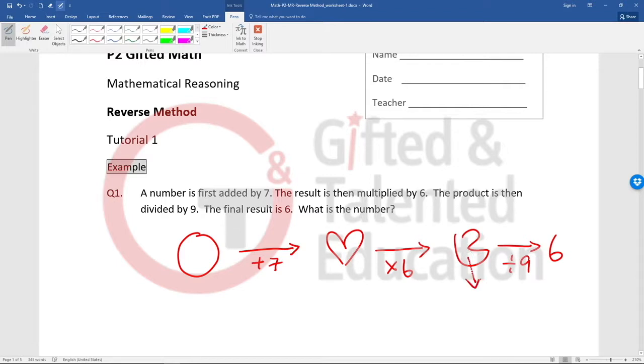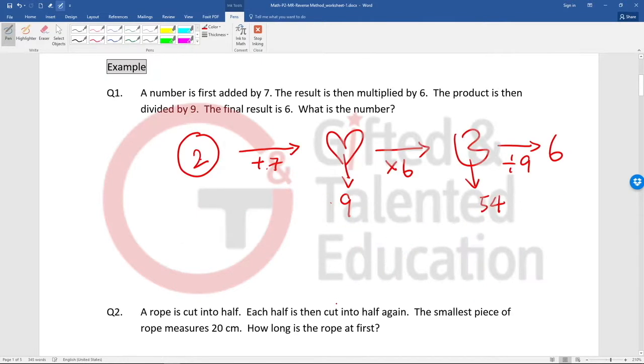This would be equals to 6 times 9 giving us 54 because 54 divided by 9 gives us 6. Similarly, this would be 9 because 9 times 6 gives us 54 and this would be 2 because 2 plus 7 gives us 9. Hence, the number would be 2.